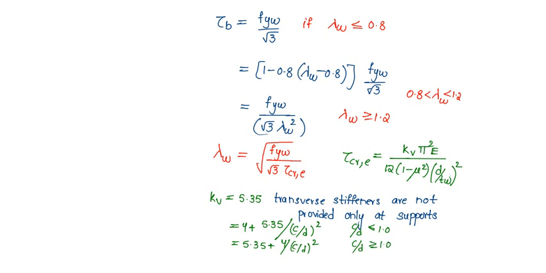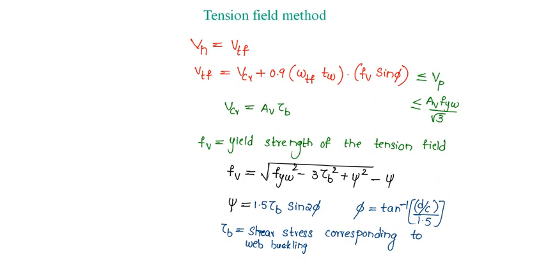Knowing tau b, we can substitute it here and find psi and substitute and find Fv. Knowing Fv, we can substitute it here.